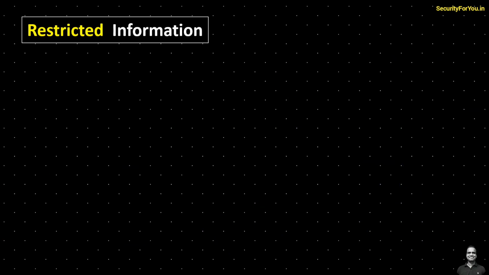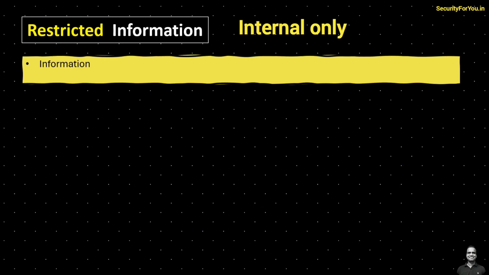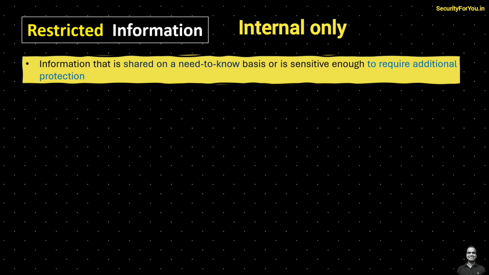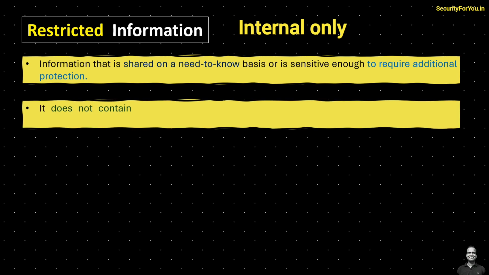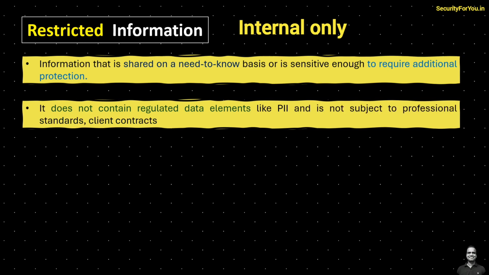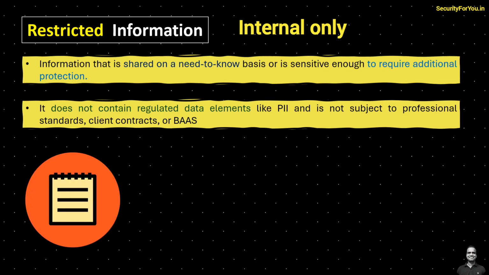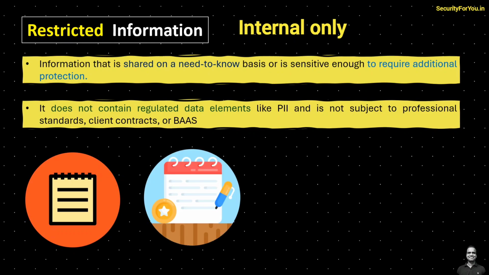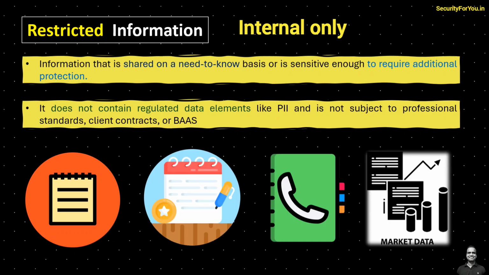Next is restricted information. This category includes information that is shared on a need-to-know basis and is sensitive enough to require additional protection. It does not contain any regulated data elements like PII and is not subject to any professional standards, client contracts, or business associate agreements. Examples include internal memos, business-related memos, corporate phone books, and market data that is not confidential but not intended for public consumption.